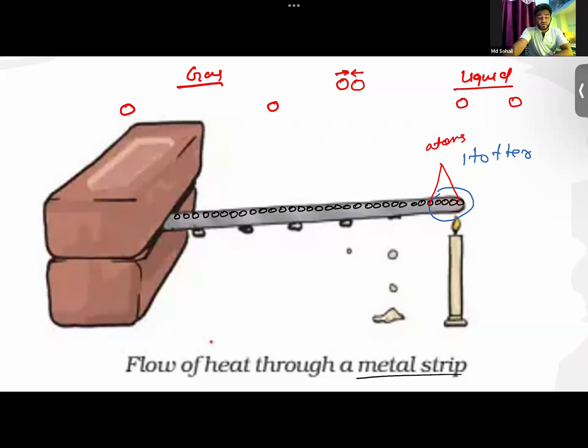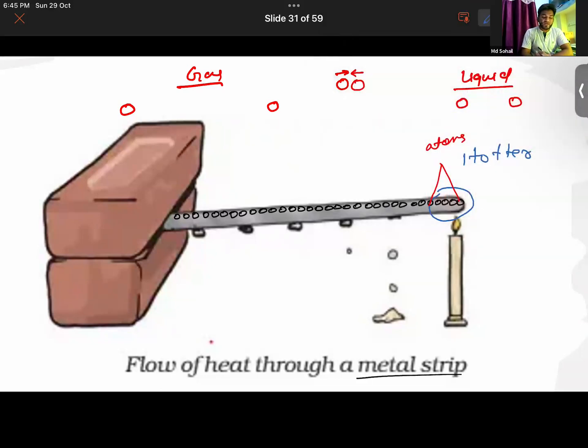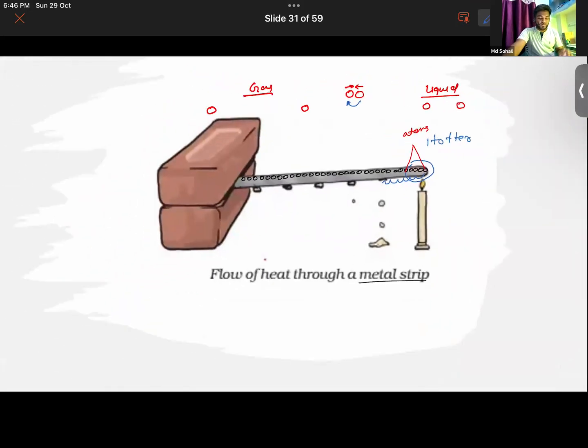Since all the atoms of this metal strip are in close contact to each other, heat will transfer from one atom to another, and thereby heat will transfer from the hotter end of the metal strip to the colder end of the metal strip. Hope it is getting clear. That is how heat basically transfers in conduction, right?